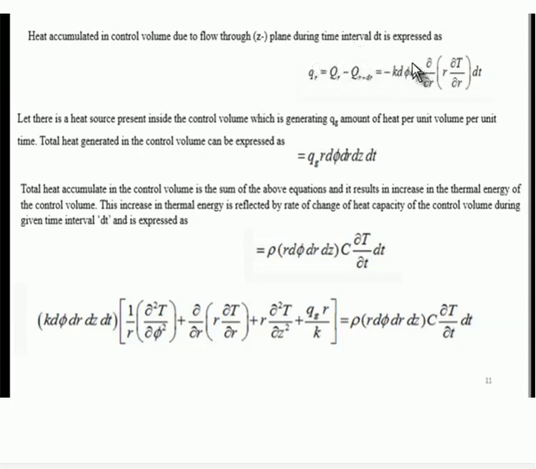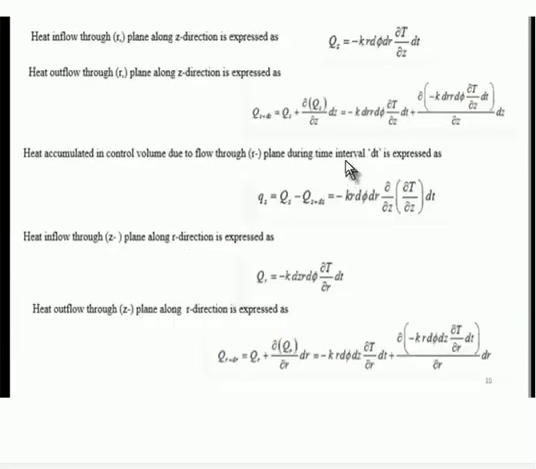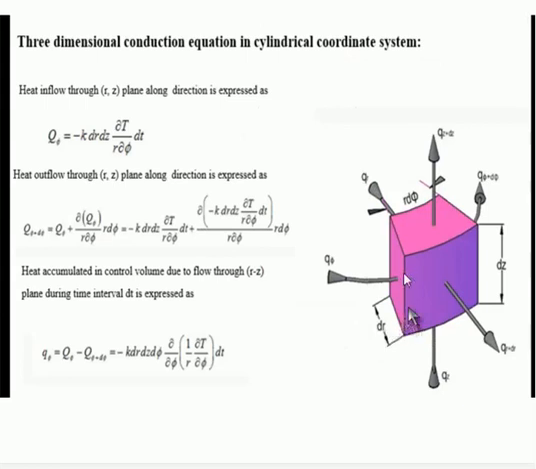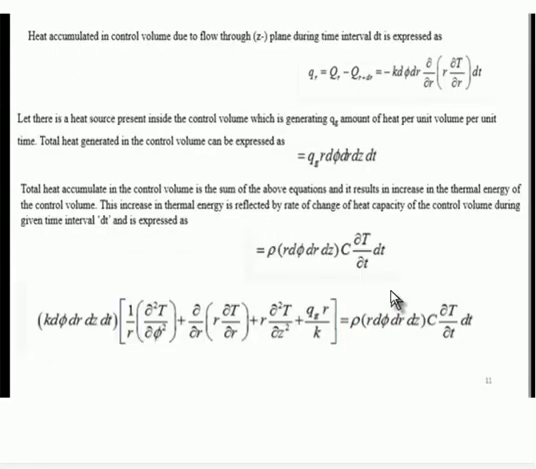Let there be a heat source present inside the control volume, which is generating qg amount of heat per unit volume per unit time. Then the total heat generated in the control volume can be expressed as follows. If there is heat generation within this control volume, we represent it as small qg, which is generating qg amount of heat per unit volume per unit time.